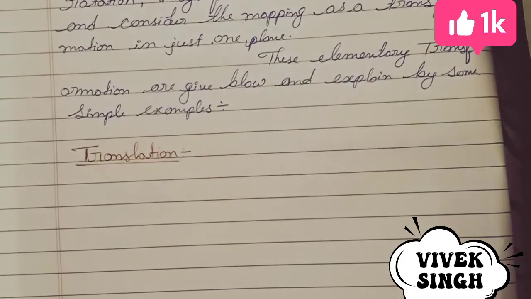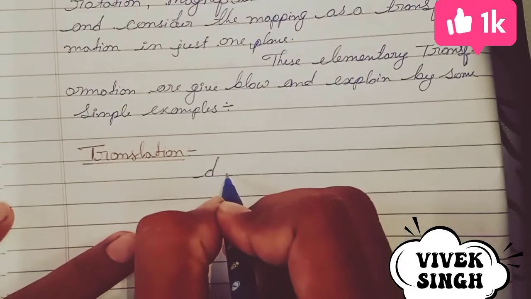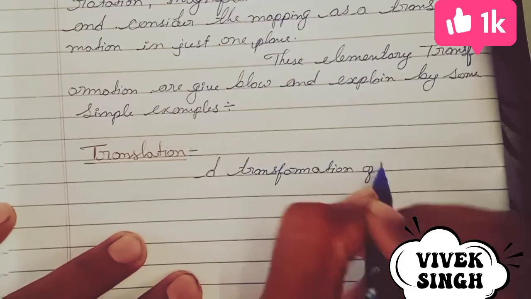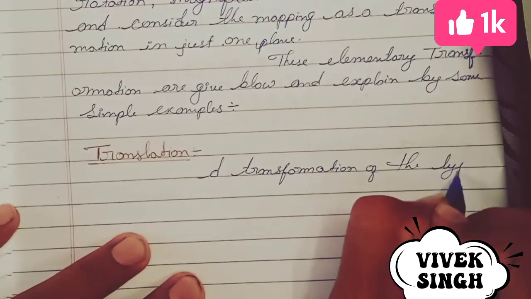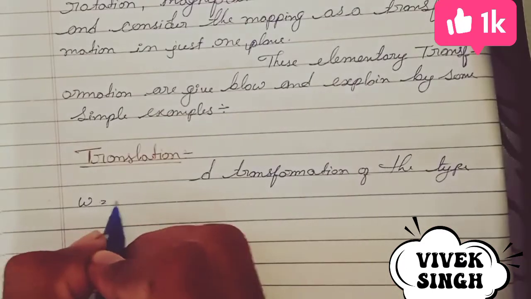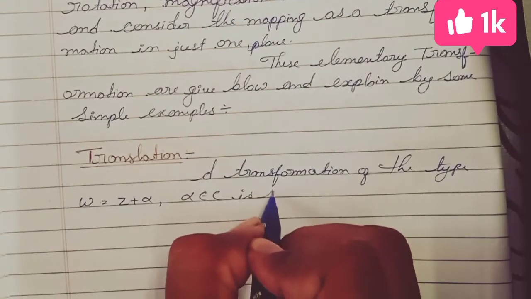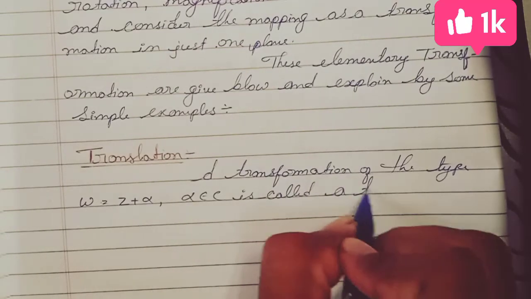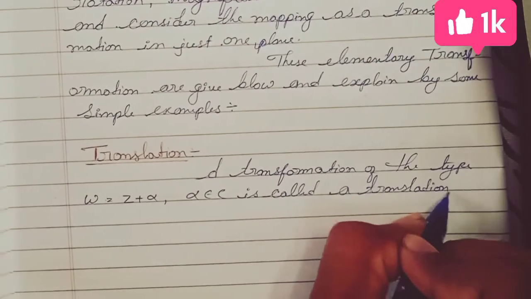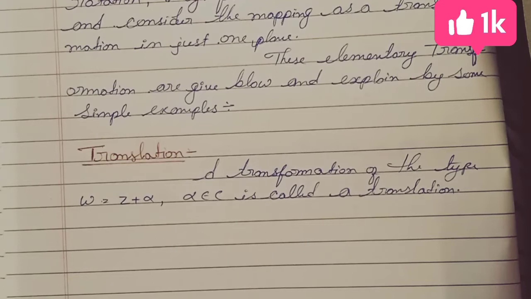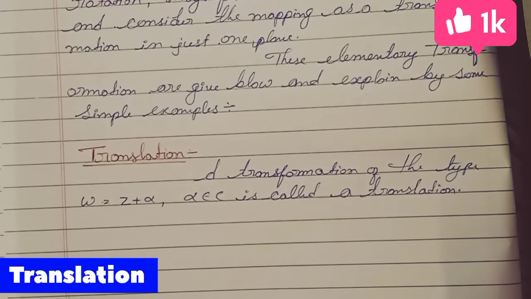Now what is the translation? A transformation of the type omega equal to z plus alpha, where alpha belongs to C, is called a translation. So we see that the translation is a transformation of the type omega equal to z plus alpha, where alpha belongs to C. This is called the translation.